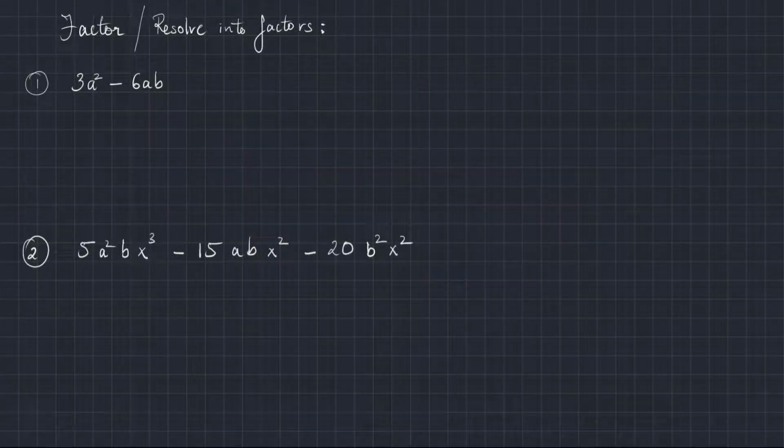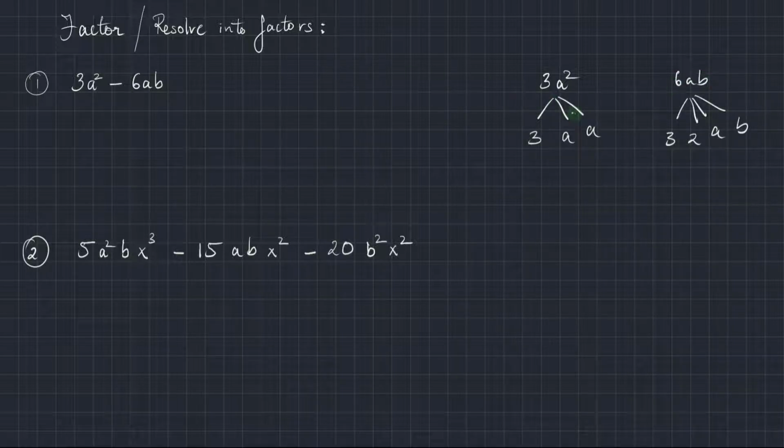Now that we've learned how to find the GCF, let's see how we can factor some basic expressions. Consider the first example, 3a squared minus 6ab. Now our first step is to find the greatest common factor between these two terms. If you remember, to find the greatest common factor, we have to break this down into a factored tree. So let's do that. 3a squared, 6ab. Both of these have 3 in common as well as an a. And so the greatest common factor of 3a squared and 6ab is 3a.